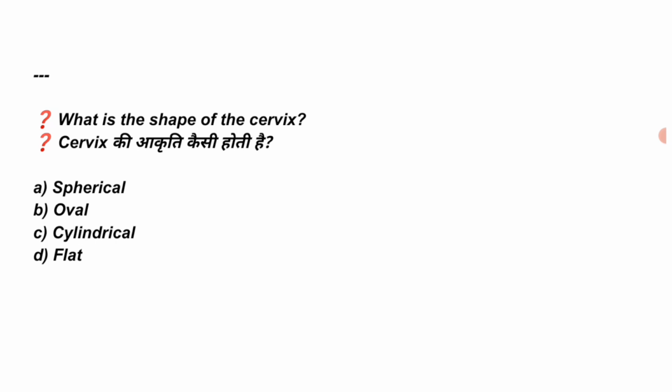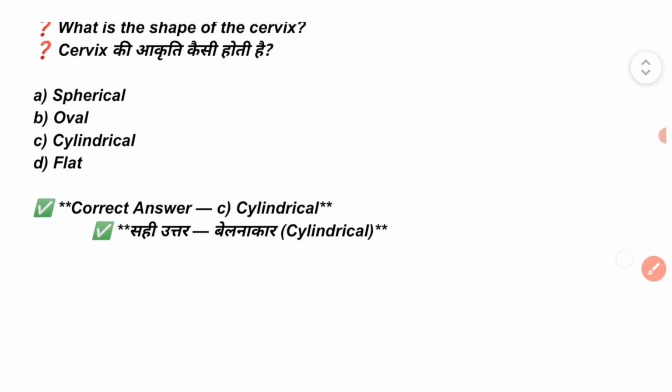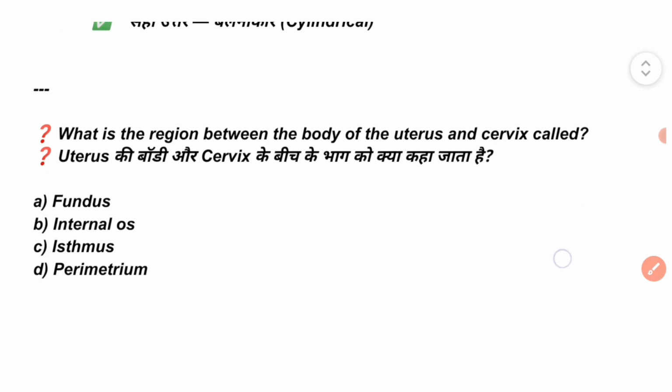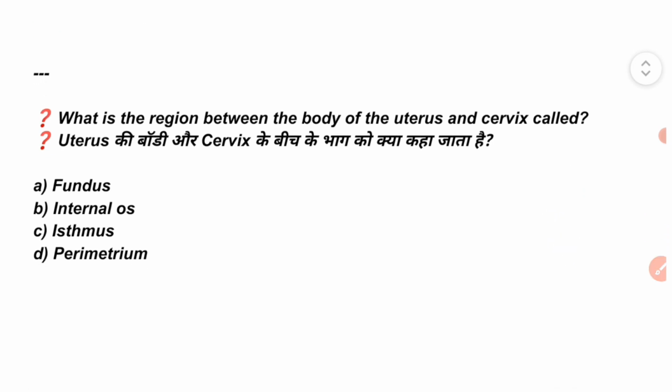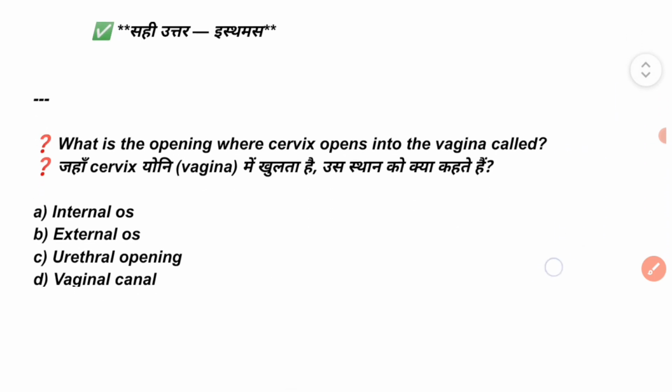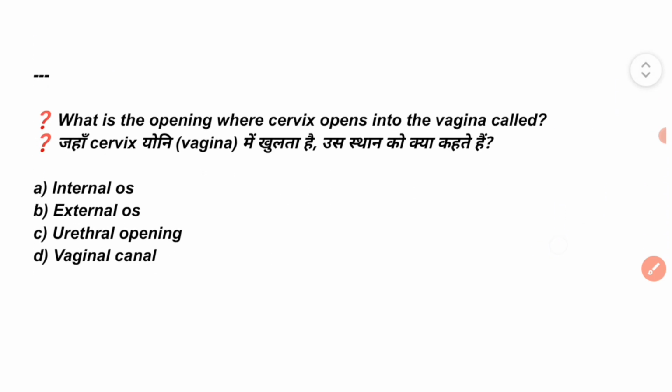The right answer is option C. Cylindrical. Next question. What is the region between the body of the uterus and cervix called? The right answer is option C. Isthmus. Next question. What is the opening where cervix opens into the vagina called? The right answer is option B.